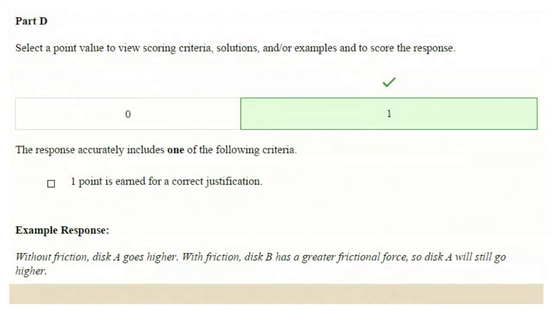All right, moving on to the scoring guide here. This one was only worth 1 point, and they gave you 1 point for a correct justification. Here it says, without friction, disk A goes higher. With friction, disk B experiences more friction. So disk A will still go higher. Again, my answer was a bit extra, but that's the idea. B experiences a bigger frictional force because it has more mass. And so it's just going to lose more energy. And if it loses more energy, it's just not going to go as high.